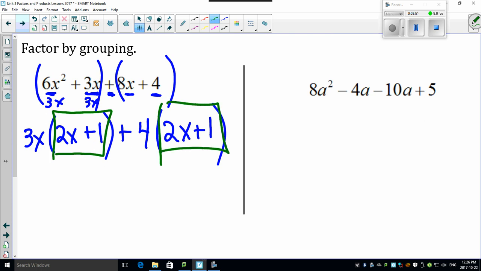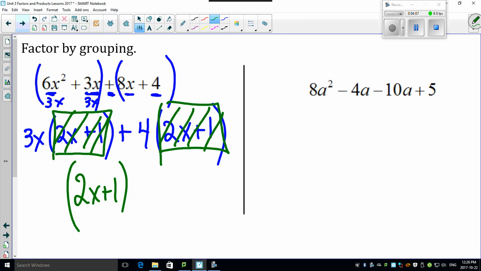But I bet you're saying to yourself right now, what if they don't match? If they don't match, you've done something wrong. Go back and GCF all over again. So take out the 2x plus 1. If you take out the 2x plus 1 out of both terms, and by scribbling them out like I just did, look what you're left with. 3x plus 4. There's your other factor. Perfect. Absolutely perfect.